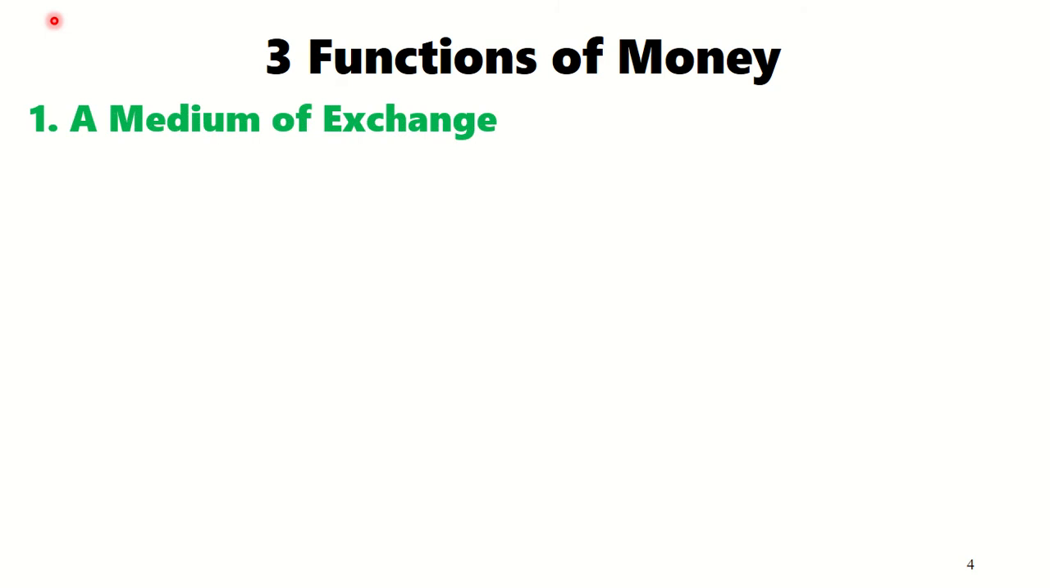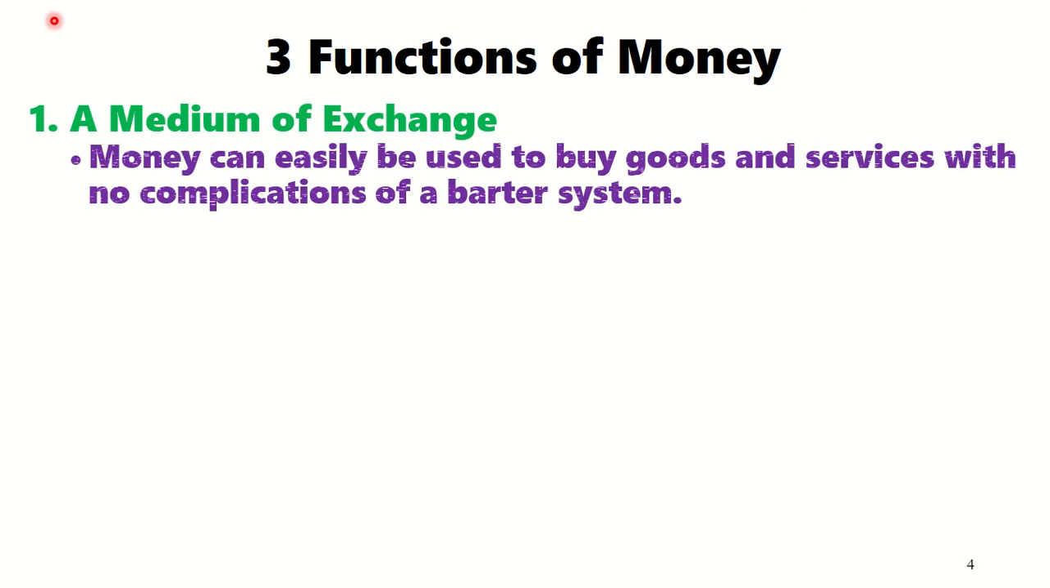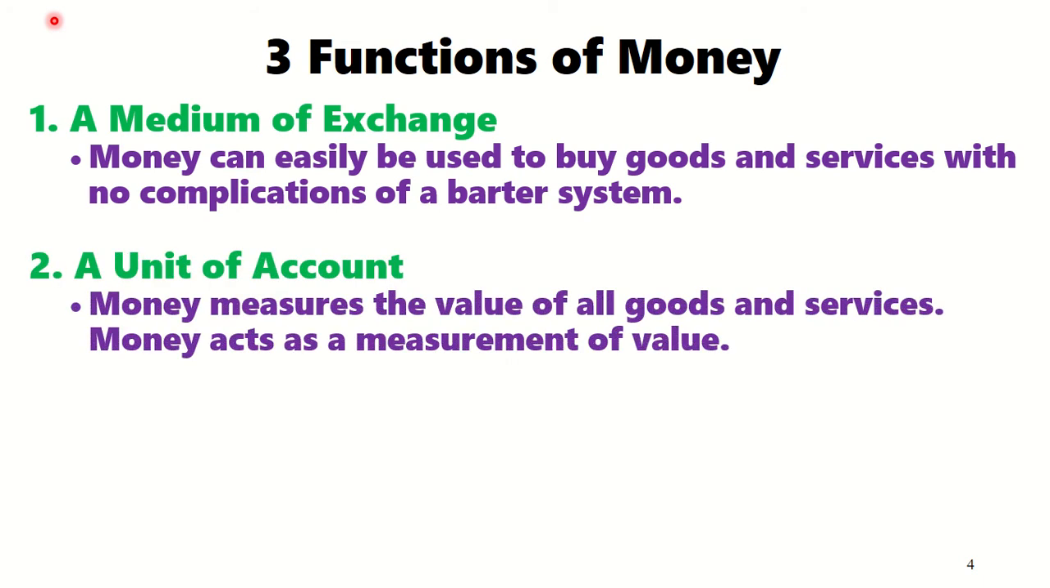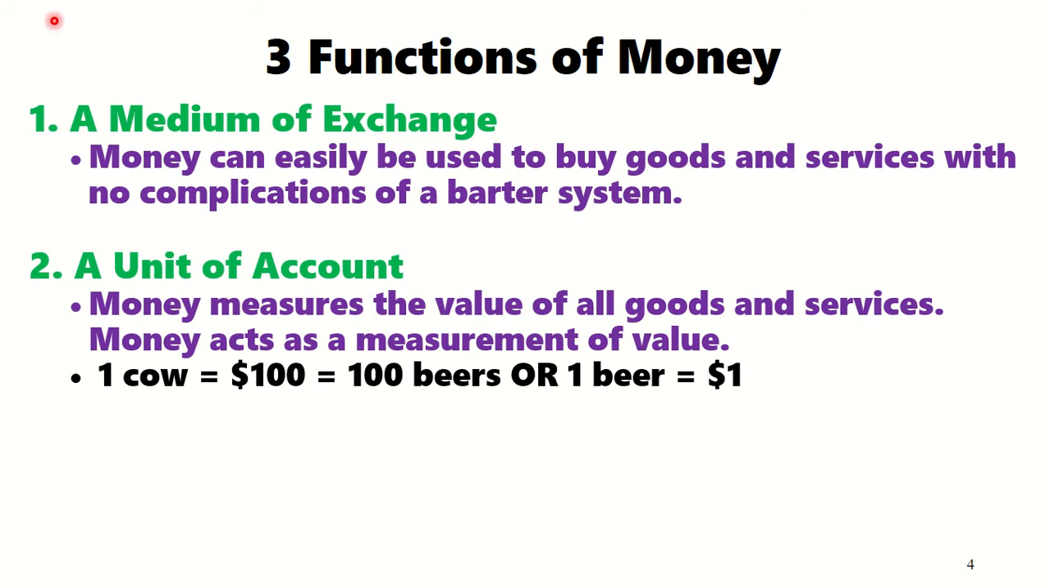So the functions of money. First of all, a medium of exchange. Money can easily be used to buy goods and services. There's no complications. A unit of account. Money measures the value of all goods and services, so it acts as a measurement of value. So, for example, in our earlier example, 1 cow equals 100 beers. If we say 1 cow equals $100, we can then assess that 1 beer equals $1.